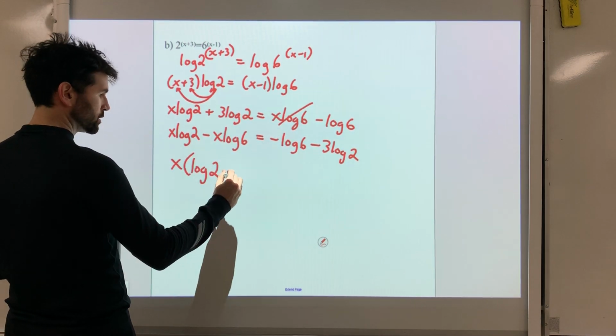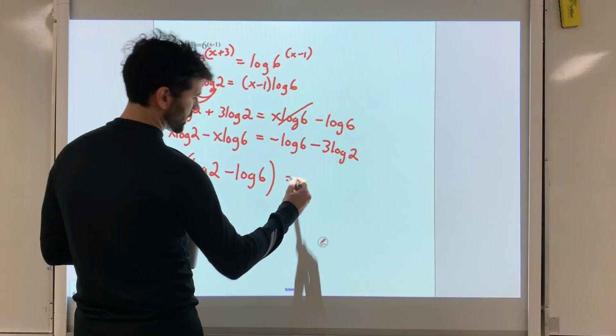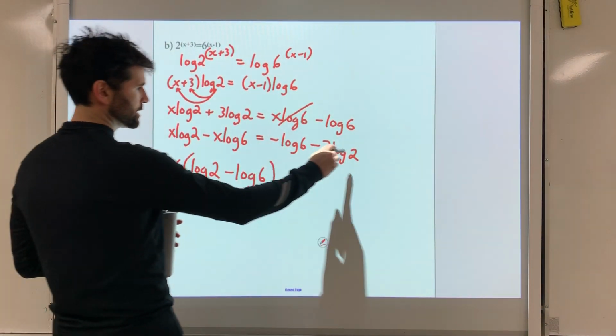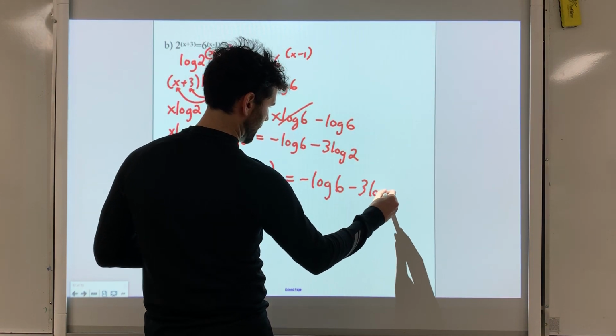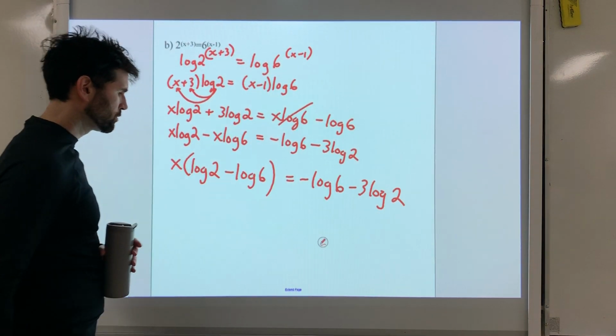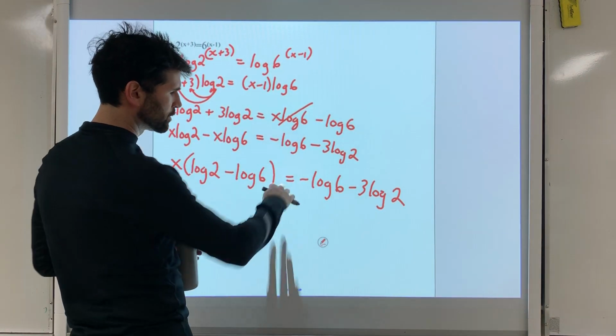So you would get log 2 subtract log 6, which is some number that, thank God, we don't have to calculate. Then we have this. So I'm going to recopy all that garbage. All that hot garbage. There, we're almost there. So we basically have x times some number equals some other number.